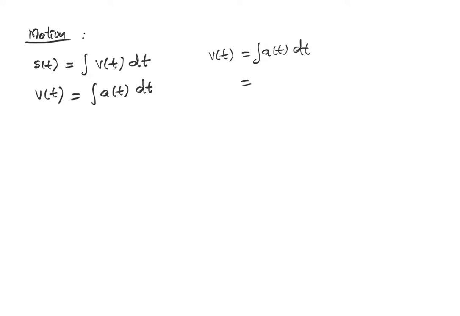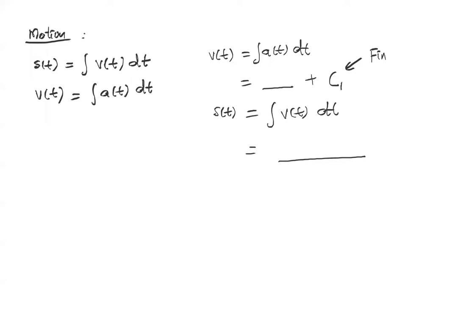Every time you integrate, you have a function, then you have to put plus C. Then after that you get your v(t), then you also integrate your v(t). I call this C1, okay? Then you have another function. So you have to find your C1 first before you continue the other integration. Then you get a function plus another constant, then you find your other constant. So that is how you go for motion. Are you clear?